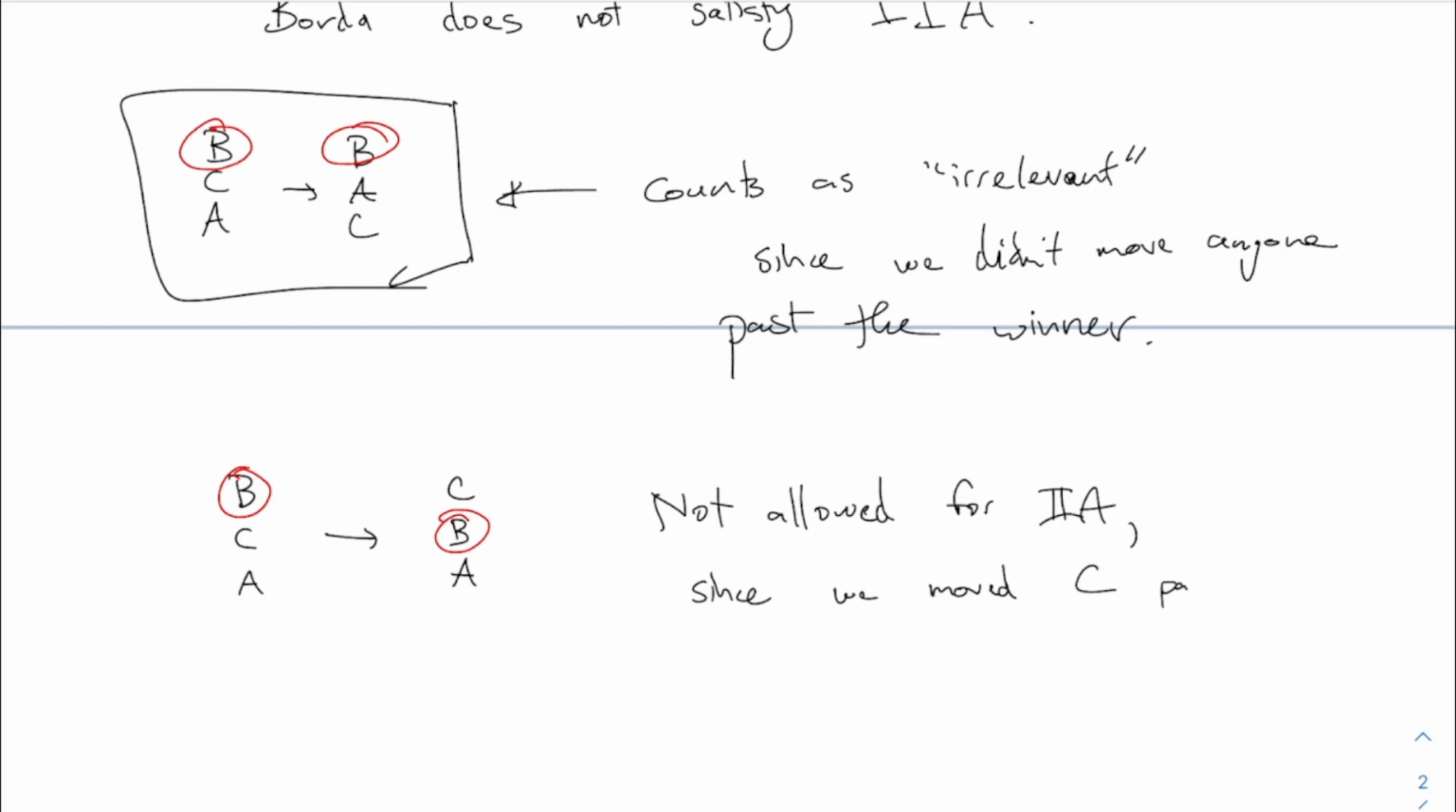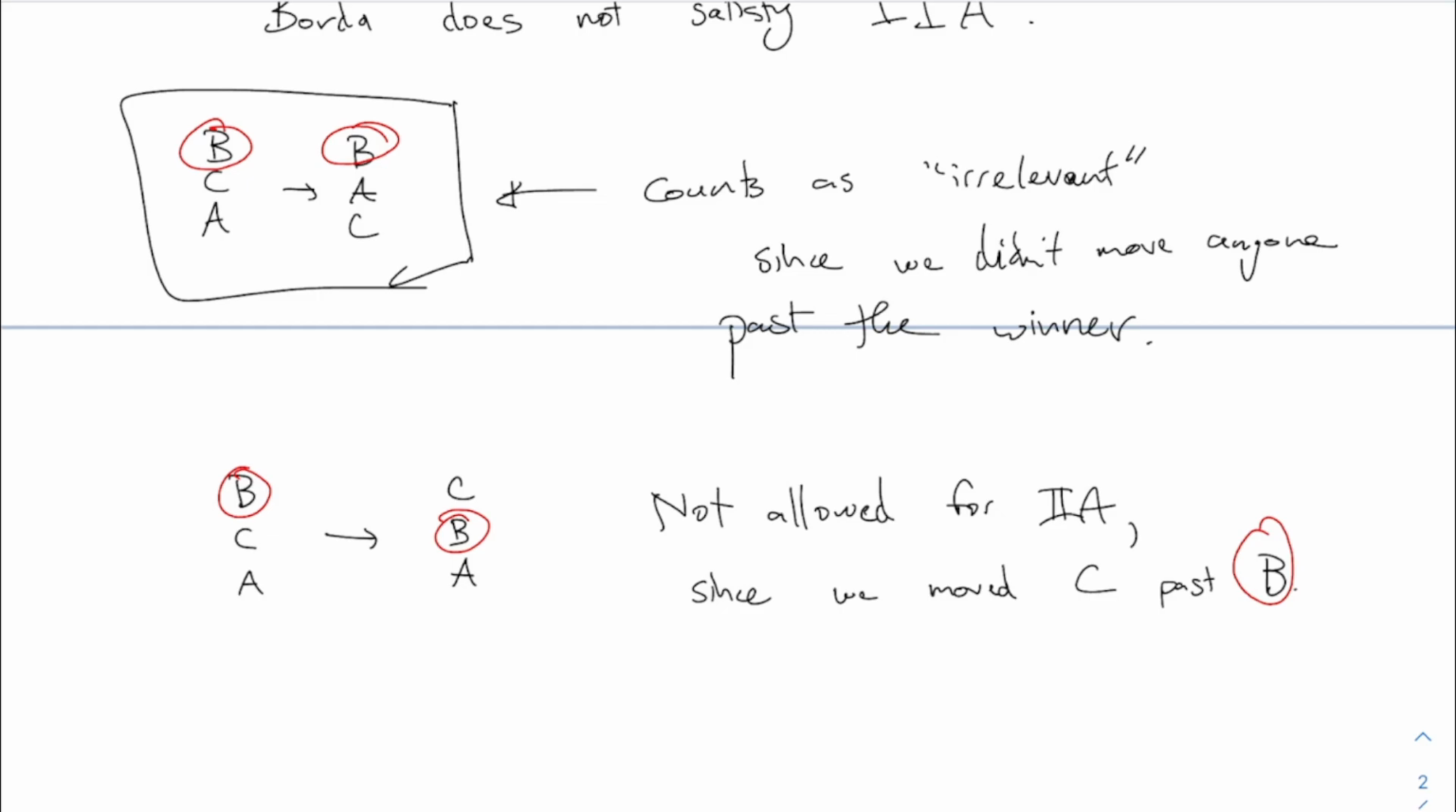Since we moved C past B. On the test, the question about the IIA, I think a lot of people just decided to try it because there's no penalty for getting it wrong. Most people who tried it ended up making a change which wasn't correct in this way. If you move somebody past the original winner, that doesn't count as a change for the IIA criterion. All right, so that kind of a change is not allowed since we moved C past B, and B was the winner. That's the point. All right.